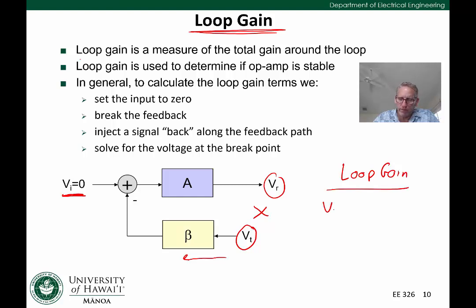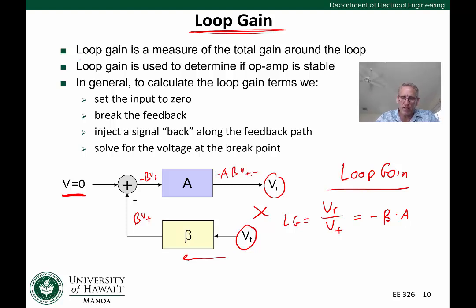And in this case, it's fairly easy to see that the loop gain is equal to minus beta times A. This point here is beta VT, so this is minus beta VT, and so this is minus A times beta VT, and that's equal to VR. You take the ratio and you get minus A times beta.